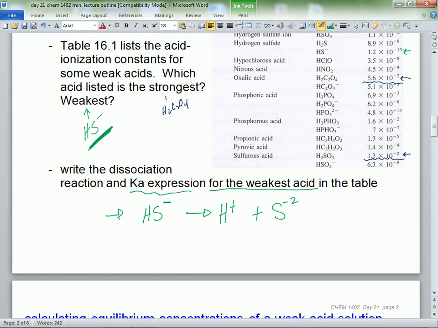Now they also want the Ka expression. So I would call this the Ka reaction. But now they want the Ka expression. So Sabina, how would you do that? The Ka expression. That's just equals. Yeah. Right? And they're all going to be there because everything's aqueous. So we're not going to be leaving anything out. Okay. Good.